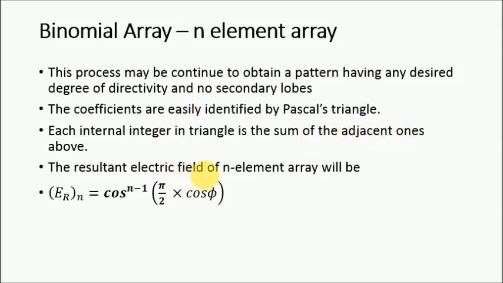The resultant electric field of an n element array will be cos raised to n minus 1 of (pi by 2 into cos phi). So if we have the 3 element array, put n equal to 3. If there is a 4 element array, put 4 here, and we will get the resultant electric field.